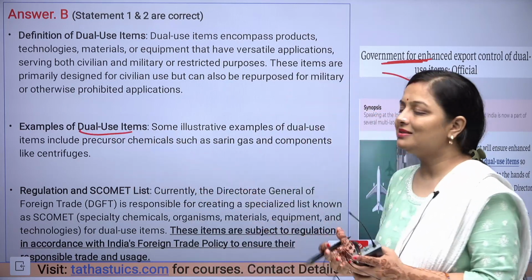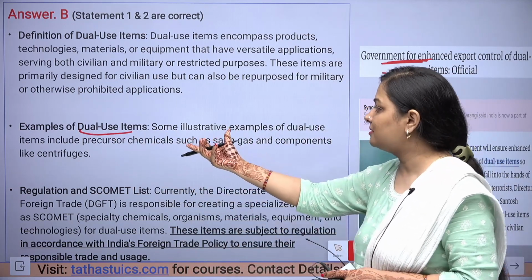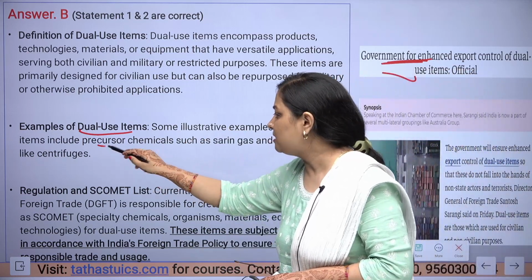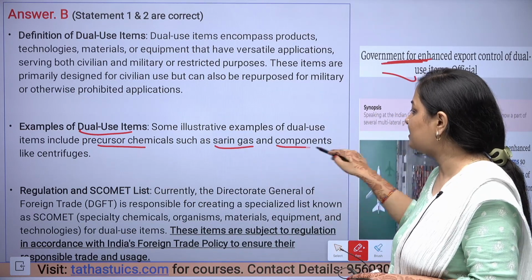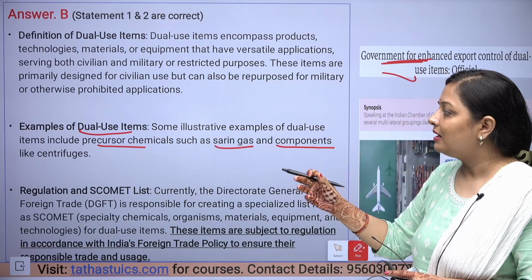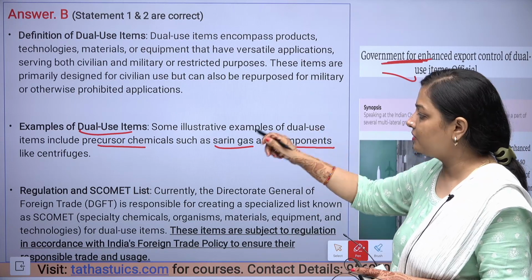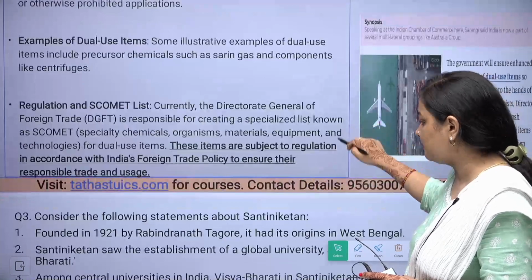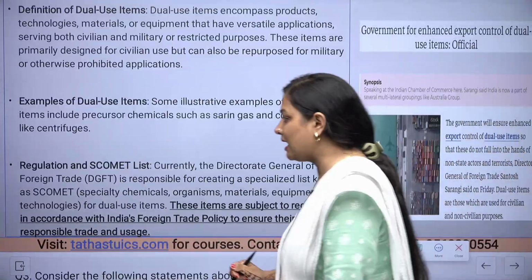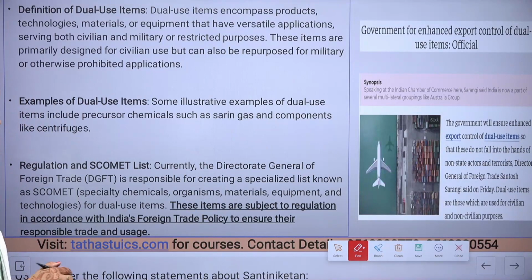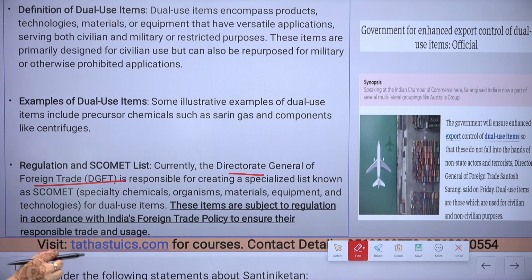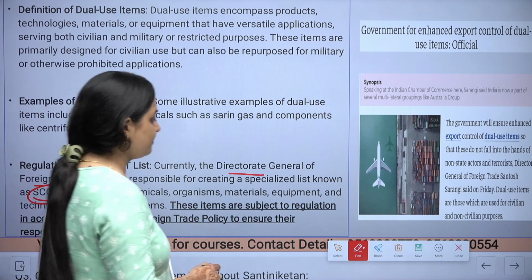So what are the kind of items which you will actually call the dual use items? So this could actually include precursor chemicals like sarin gas, and components like centrifuges are involved in this. Now, when it comes to the regulation and the SCOMET list, the Directorate General of Foreign Trade is responsible for creating a specialized list which is known as the SCOMET. SCOMET is the one. Okay.